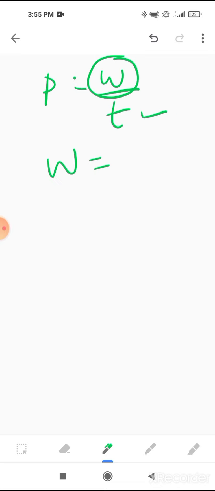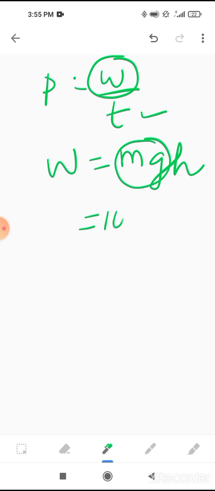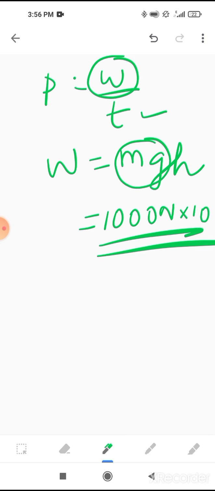Power is equal to work upon time. Time is given 5 seconds. Work we have to calculate. Work is equal to the gain in potential energy mgh. Here in the question, mg is given directly as 1000. m into g is given as 1000. Height is 10 meter. So you will get the work divided with the time, that is 5 seconds.